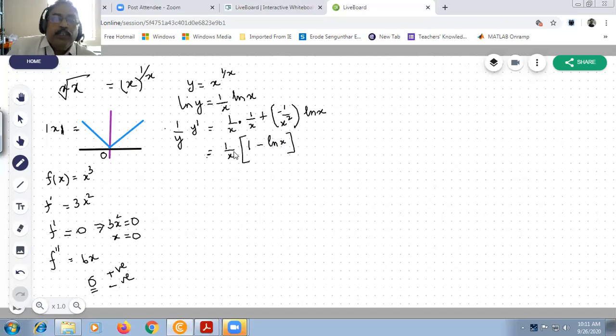1 by x square, 1 minus ln x, dy by dx. Okay. So y dash is equal to y by x square, one minus ln x.